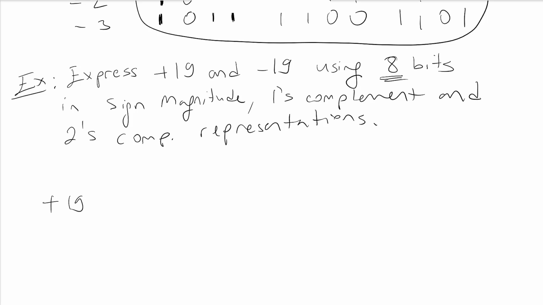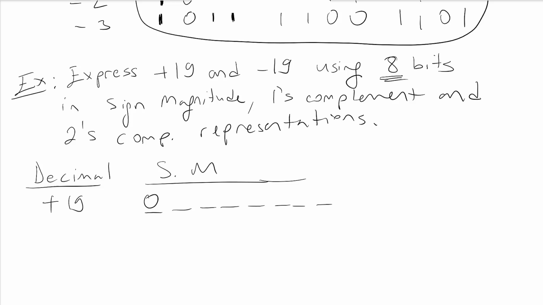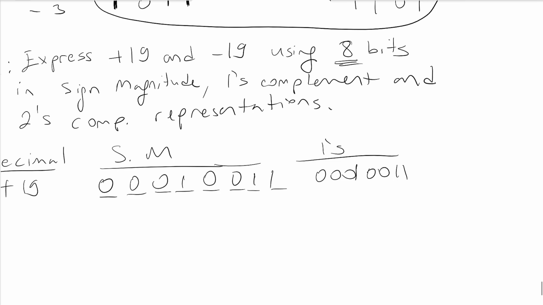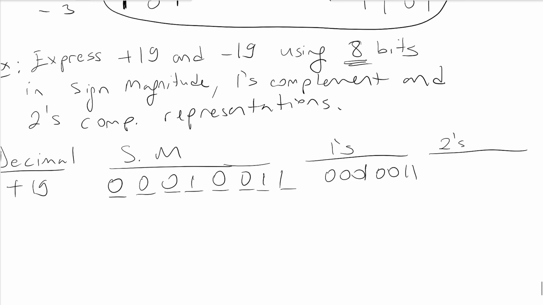So plus 19, so this is decimal. In signed magnitude, we need to use 8 bits, right? 6, 7, 8. So sign is 0 and I need to have 19. So this is 3 and I need 16. So this will be plus 19 in sign magnitude. And in 1's complement, I will have the same thing, 0, 0, 1, 0, 0, 1, 1. And in 2's complement, it is the same, right? Positive number representations are the same in three representations.